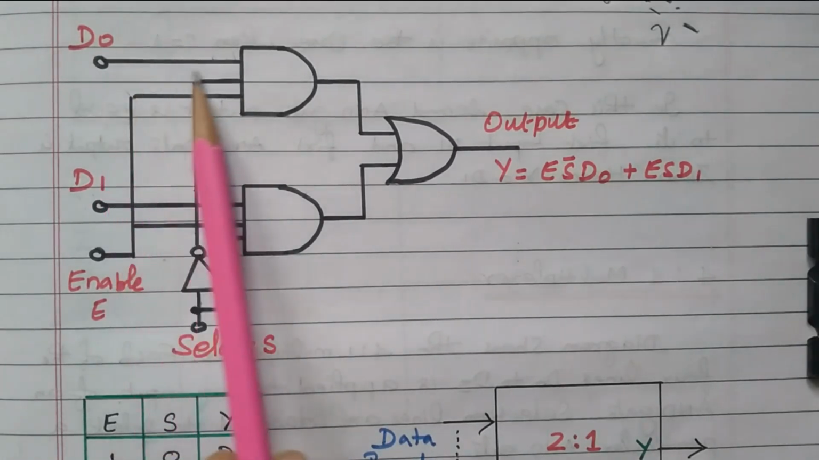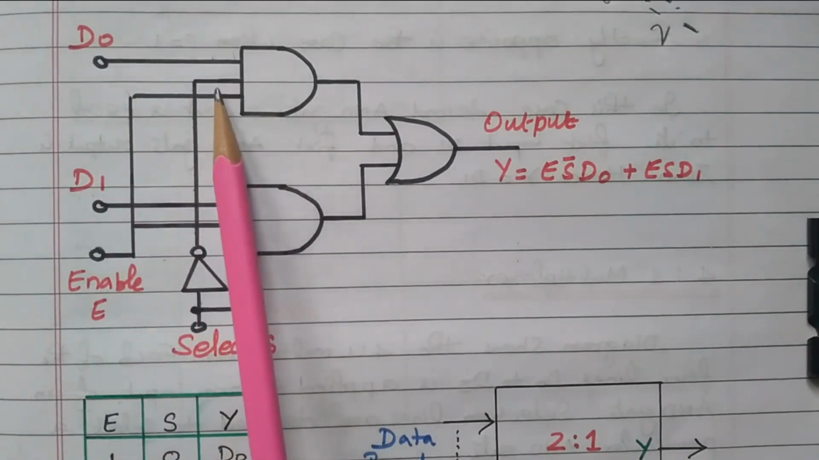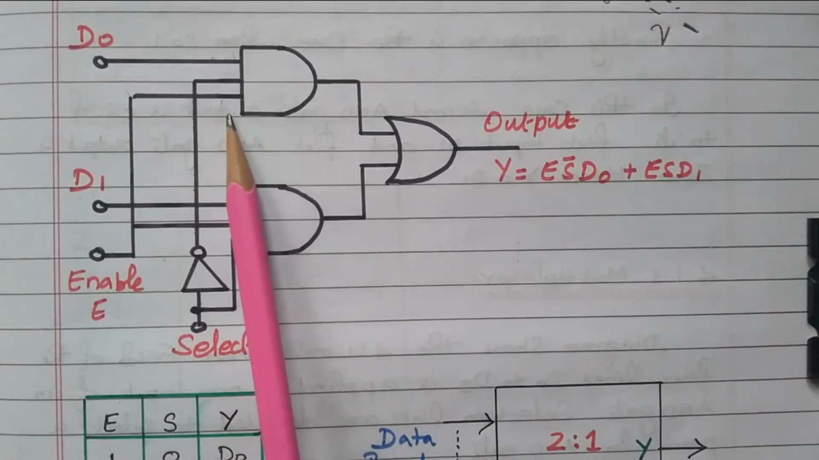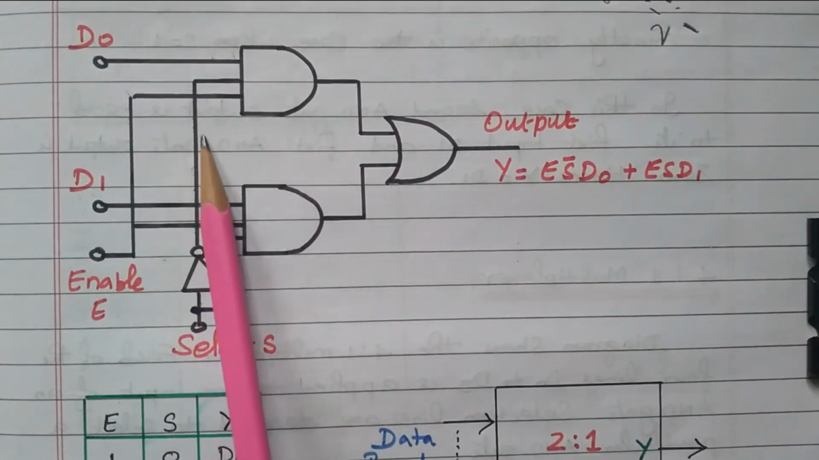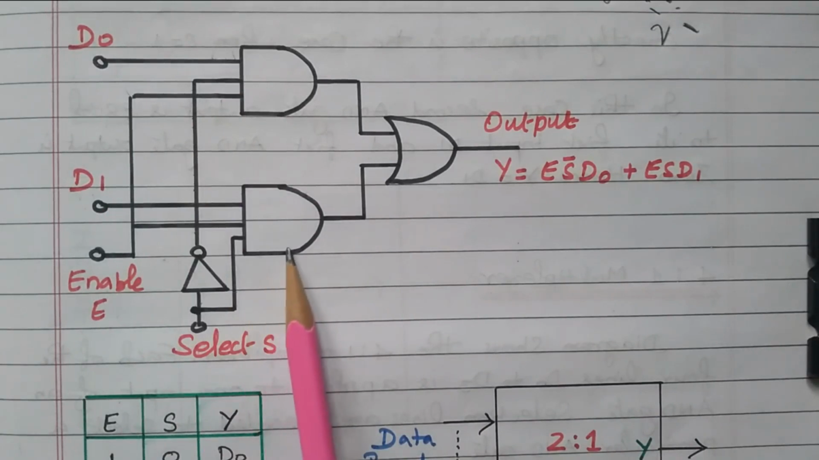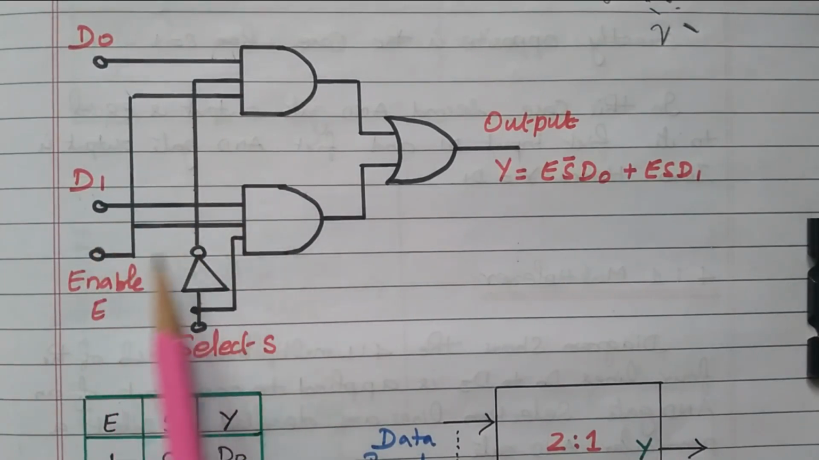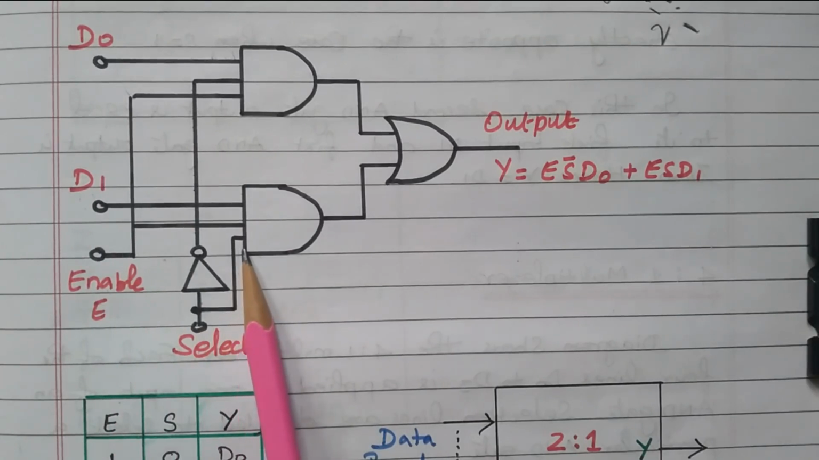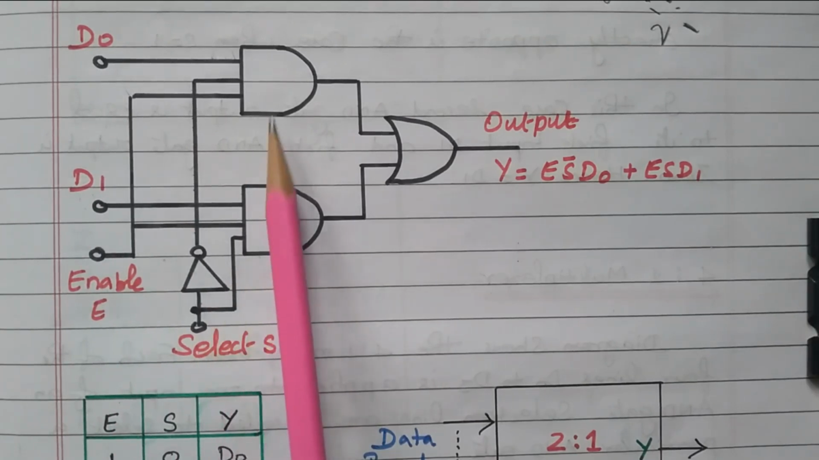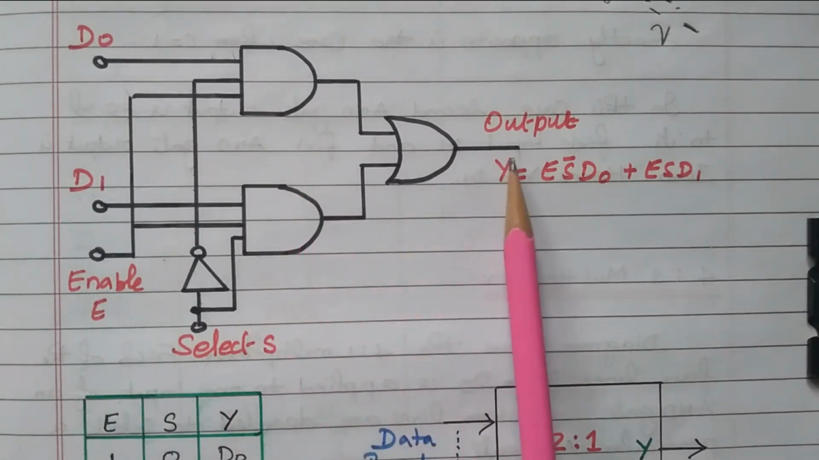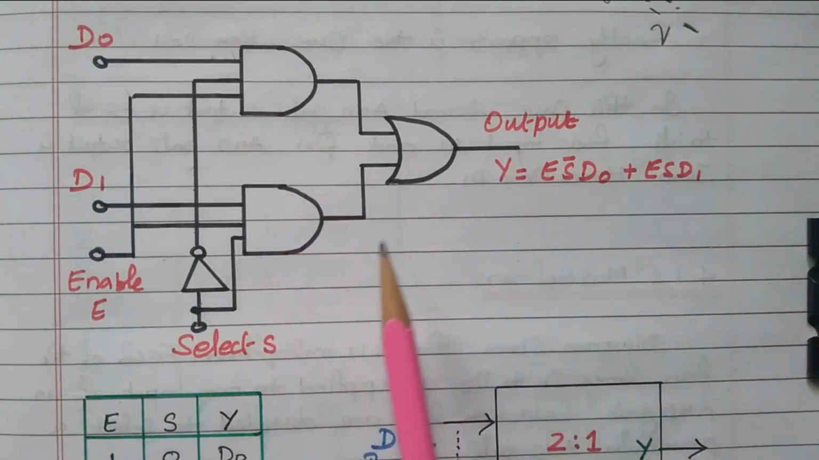So D0 is connected to the first AND gate, enable is connected, then the selection line is connected through the inverter, NOT gate. In the second AND gate, D1 is connected, enable is connected, and the selection line is connected directly, right? So these are the inputs to the two AND gates, and both outputs are added together to produce the single output, right?